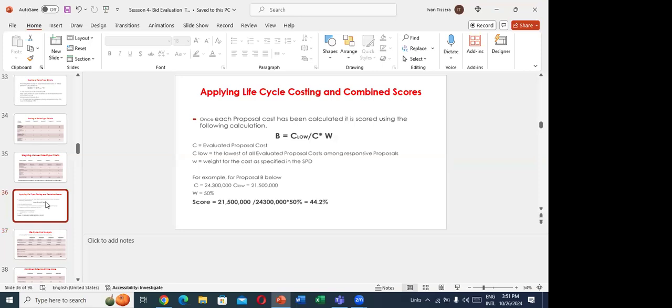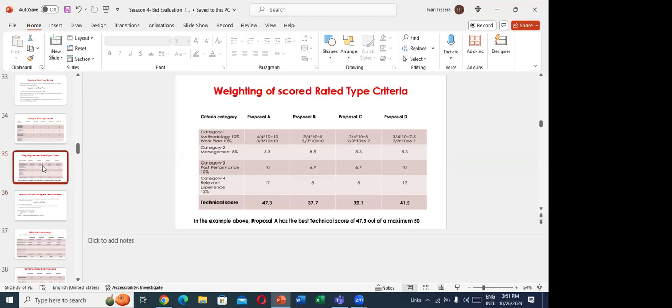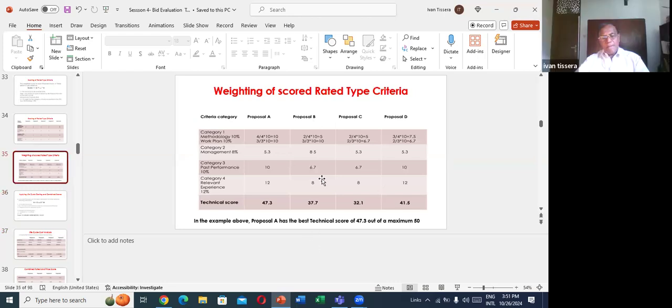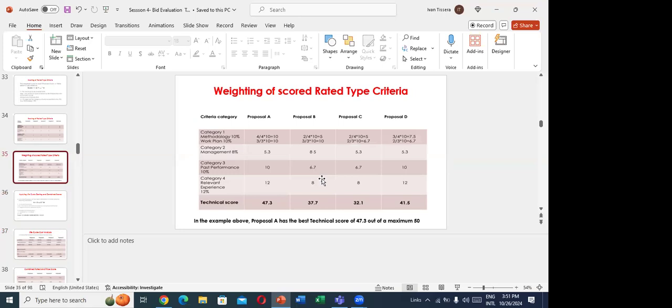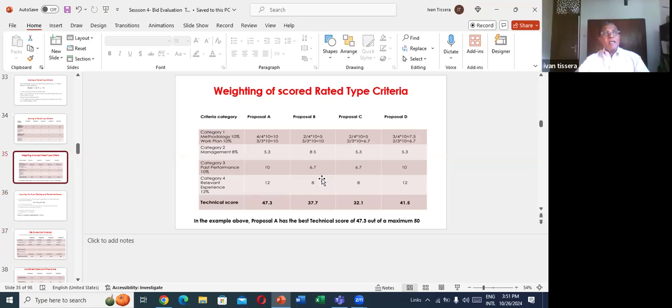Whatever the matrix that the technical committee will take into consideration for assigning marks, we'll have to insert into the bidding documents, namely the criteria and sub-criteria. For example, category 1, they allocate 20 marks. How do they allocate 20 marks? Methodology 10, work plan 10, right? And for example, experience, they have 12 marks.